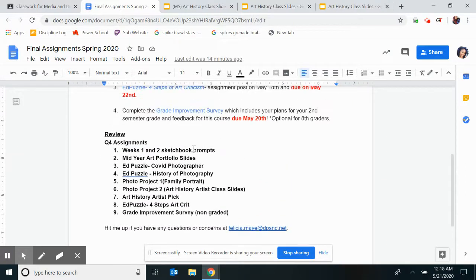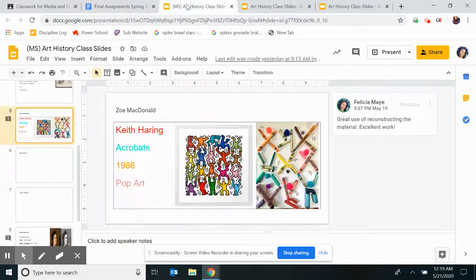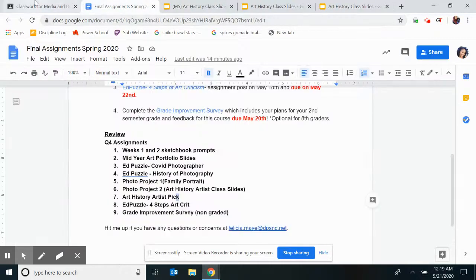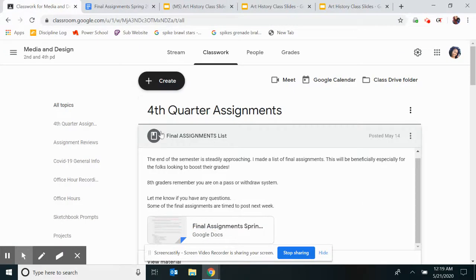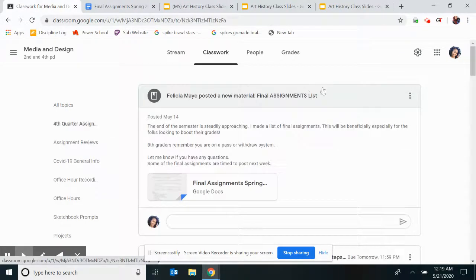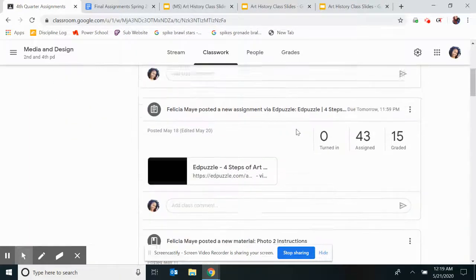And then that's it. So hopefully, a lot of this chunk, except maybe the last 2 things, you've already gotten done. But if you're like, oh man, I think I turned in 1 week of sketchbook prompts and not the other week, go ahead and get that done. You have until next Friday. And then that's it. I'll be closing out grades. So let me just double check. I think I went over everything and showed you where everything is at.